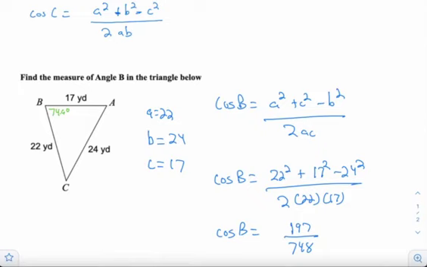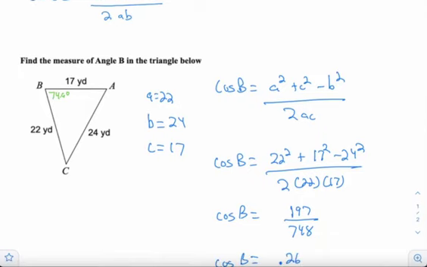All right, so we're going to stop there. We've now covered all the main ways to use the law of cosines.